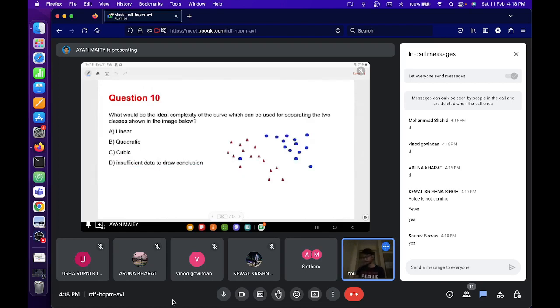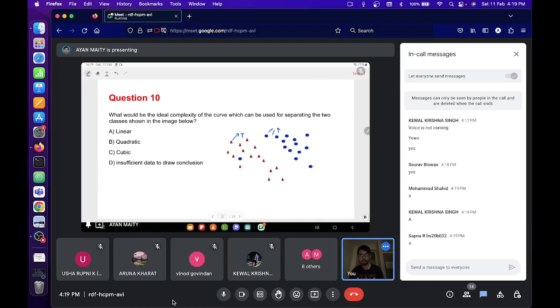10th question. This is on logistic regression. Yeah, I mean, this is on normal classification. What would be the ideal complexity of the curve which can be used for separating the two classes shown in the image below? You can view that these are one class and all these points are another class. So two classes are present. What is the ideal complexity? Linear, quadratic, cubic, or insufficient data to draw a conclusion.